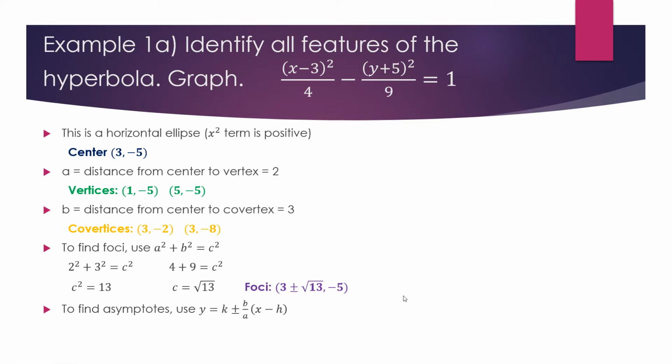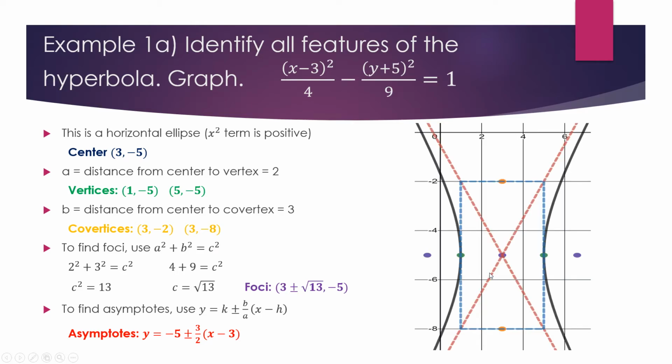Our last feature that we need to find are our asymptotes. Since this is horizontal, that's going to be y equals k plus and minus b over a times x minus h. So if we substitute in 3 for our h, negative 5 for our k, 2 for a, and 3 for b, we get y equals negative 5 plus and minus 3 halves times the quantity x minus 3.